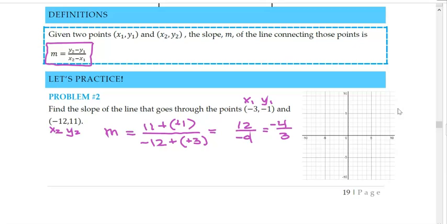And then I could graph these points, right? I could put these points on a line. So over -3 down 1, and then -12, 11. I know this is going off the grid a little bit here, right? Would be down here. But if you counted, right, you could figure that out.